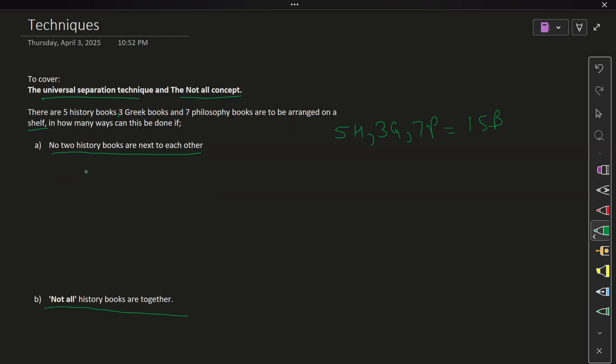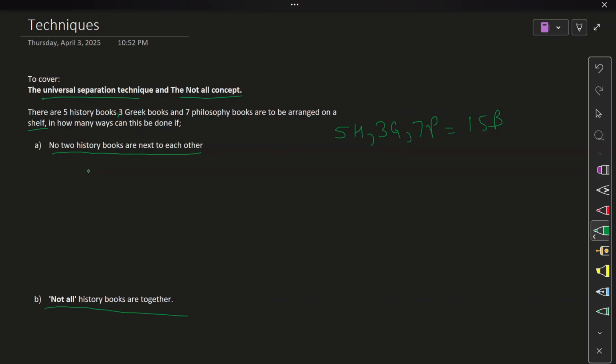That is the wording in the first part, and I'm going to give you some alternatives of this. No two history books are next to each other. Or, all history books can never be together, and never can be next to each other. Or in another context, it could be no two boys are next to each other. Okay, those are it. That will be it, I guess.